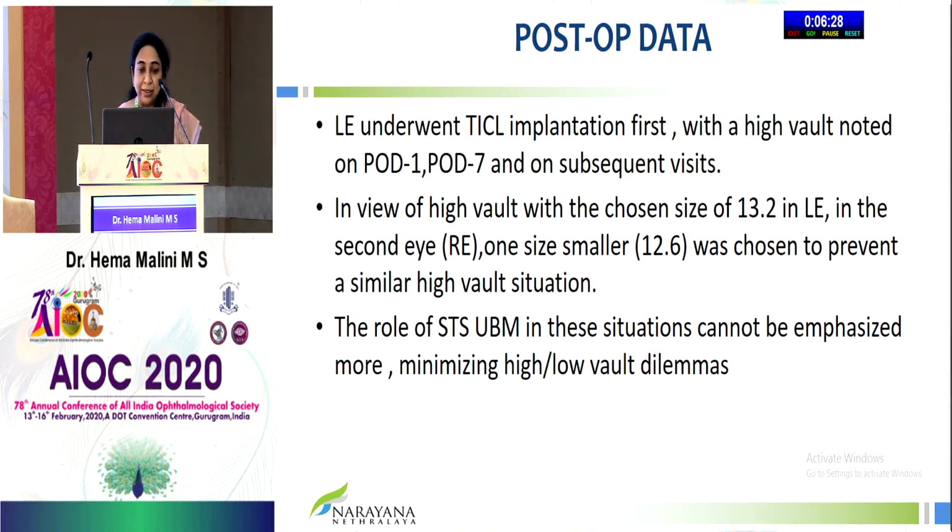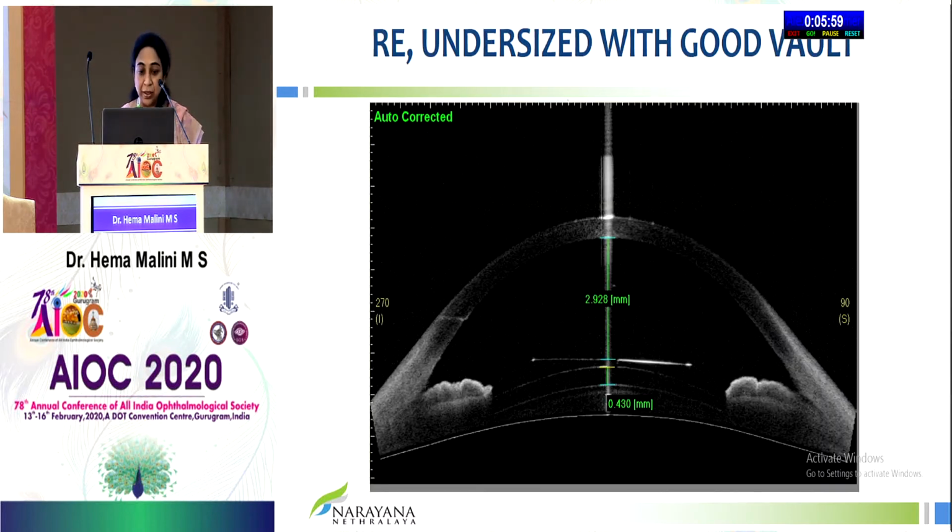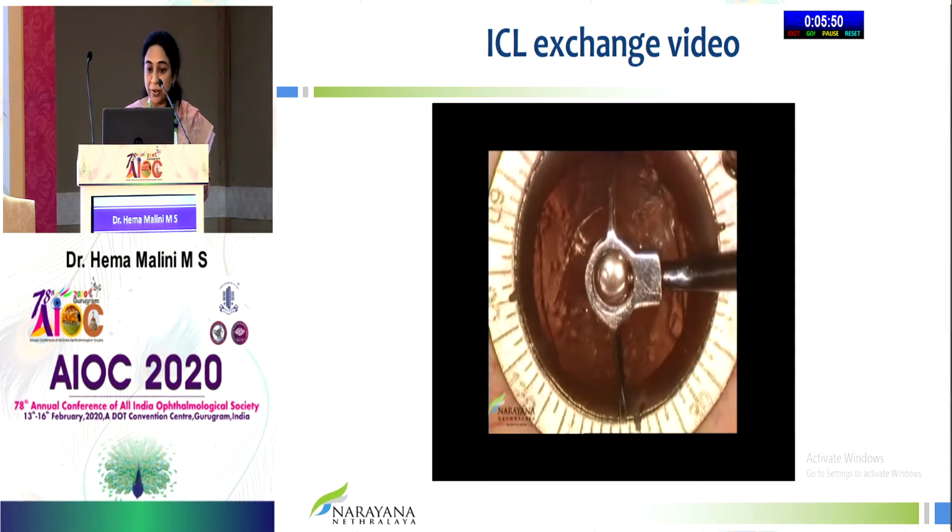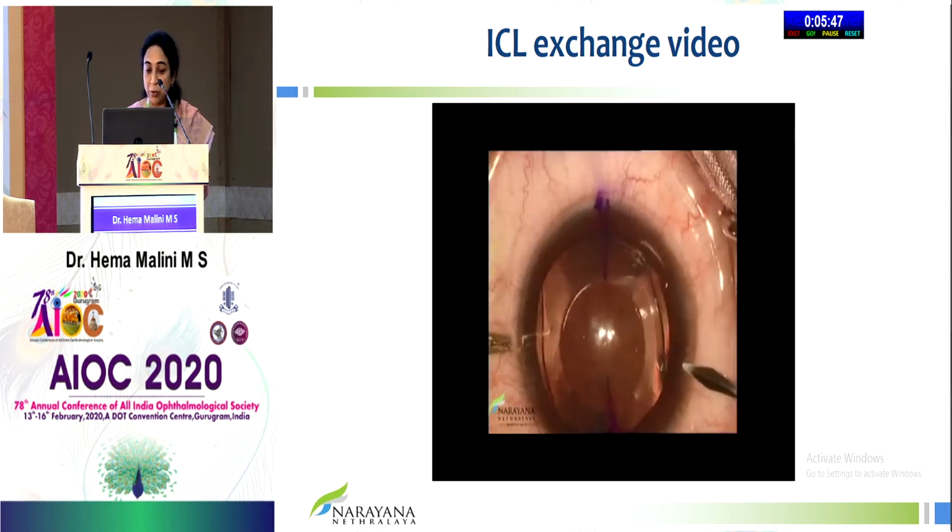So coming to the summary of events, in view of the high vault with a 13.2 lens that was implanted, in the second eye we went ahead and undersized the ICL to one size smaller and implanted a 12.6 instead of a 13.2, and post-operatively the patient had a good vault. So there is no overemphasis when I say STS calculation on the UBM minimizes these vault complications. So this is the right eye wherein the size was undersized, and the patient had a good vault of 430 microns. So this is a small video showing the ICL exchange in case of a high vault.